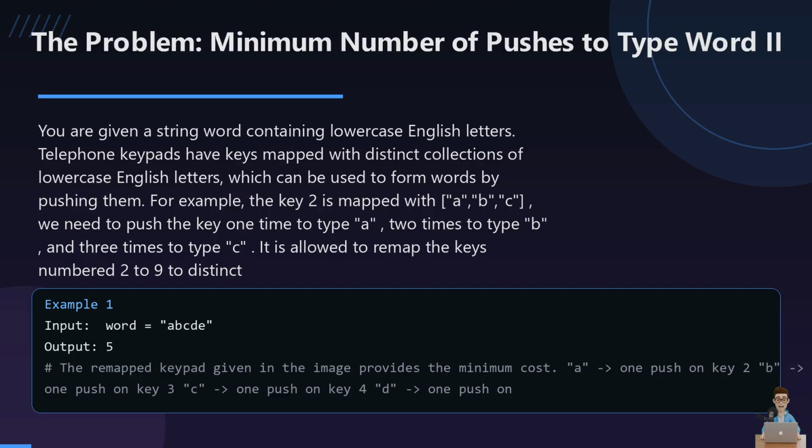Push the buttons one at a time in order and count each push. That total is your answer. You get to choose how the letters are split up among keys 2 through 9, with each key getting its own distinct set of letters. And the trick is finding the split that adds up to the fewest total pushes for spelling out the word.